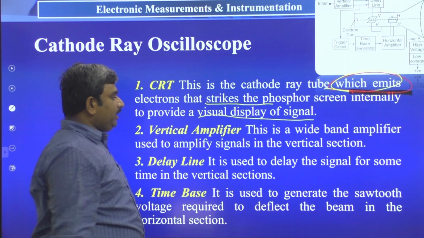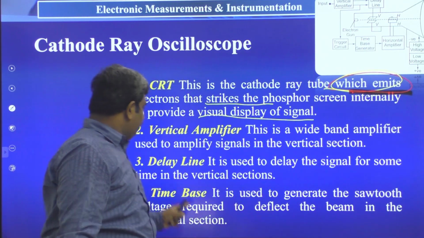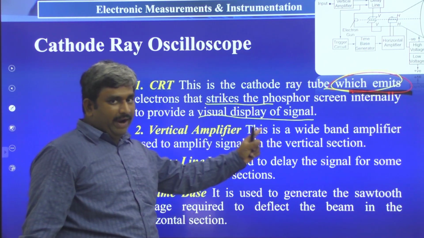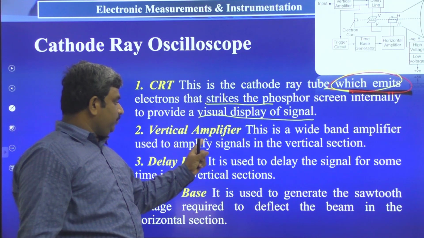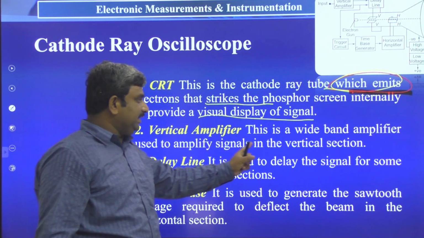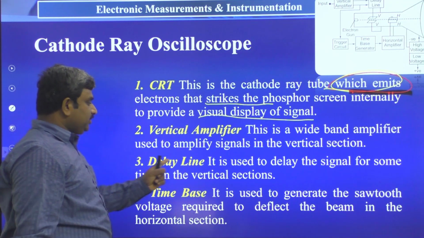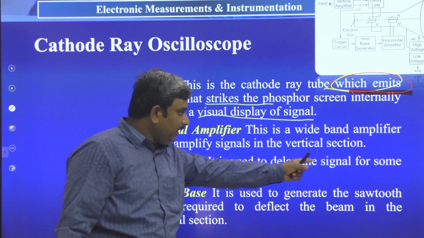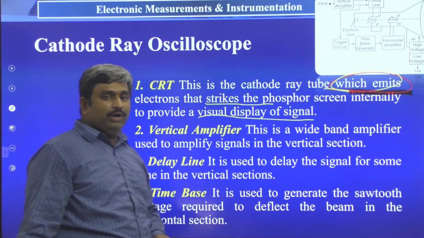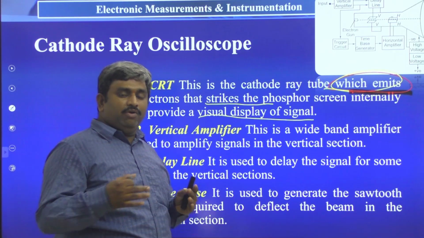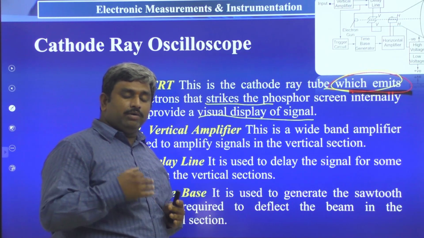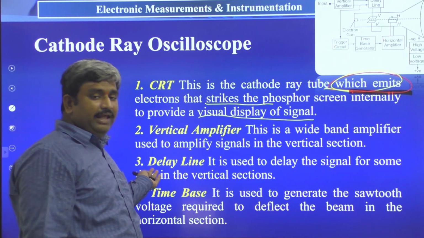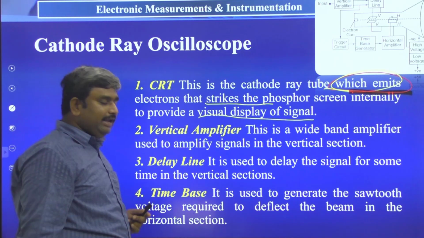Next, vertical amplifier. This is a wide band amplifier used to amplify signals in the vertical section. Next, delay line. It is used to delay the signal for some time in the vertical section. In the vertical direction, if you want delay for better display purposes, you need delay lines, which are provided with the help of the delay line circuit.